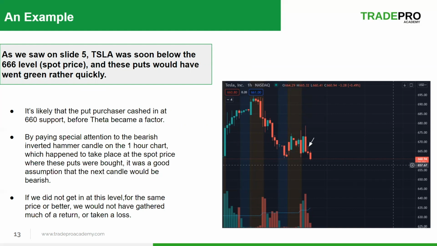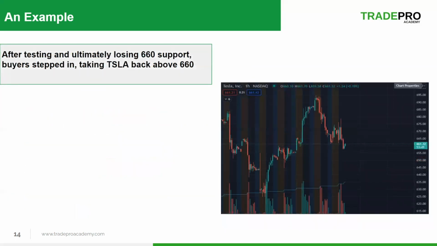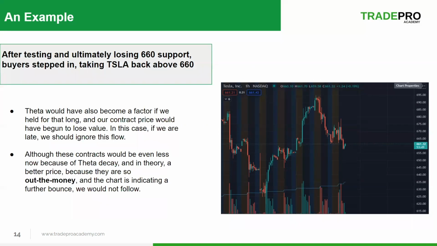If we did not get in at this level for the same price or better, we would not have gathered that much of a return, or we could have even taken a loss. After testing and ultimately losing 660 support, buyers stepped in, taking Tesla back above 660. So theta would have also become a factor if we held for that long, and our contract price would have begun to lose value. So in this case, if we were late, we should ignore this flow.